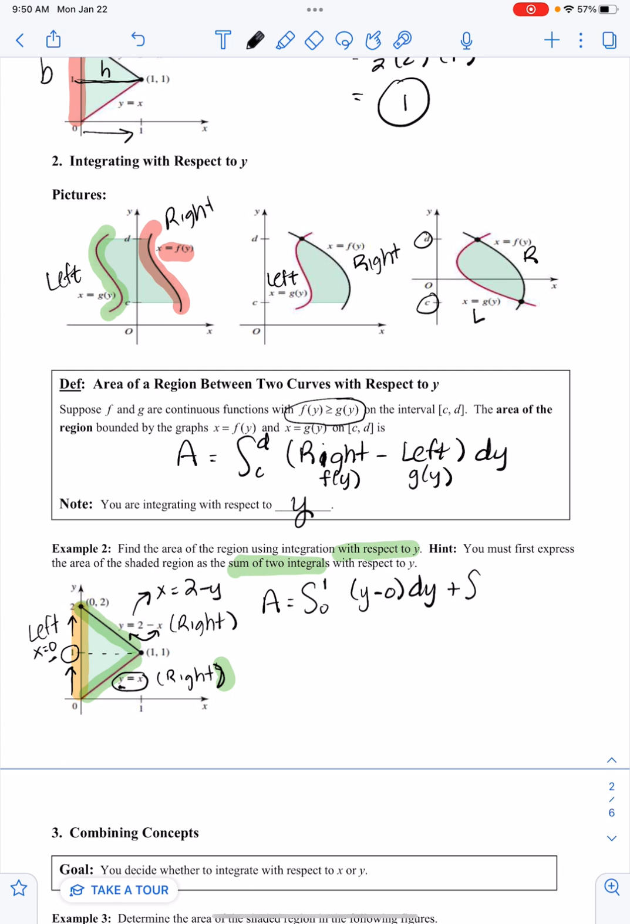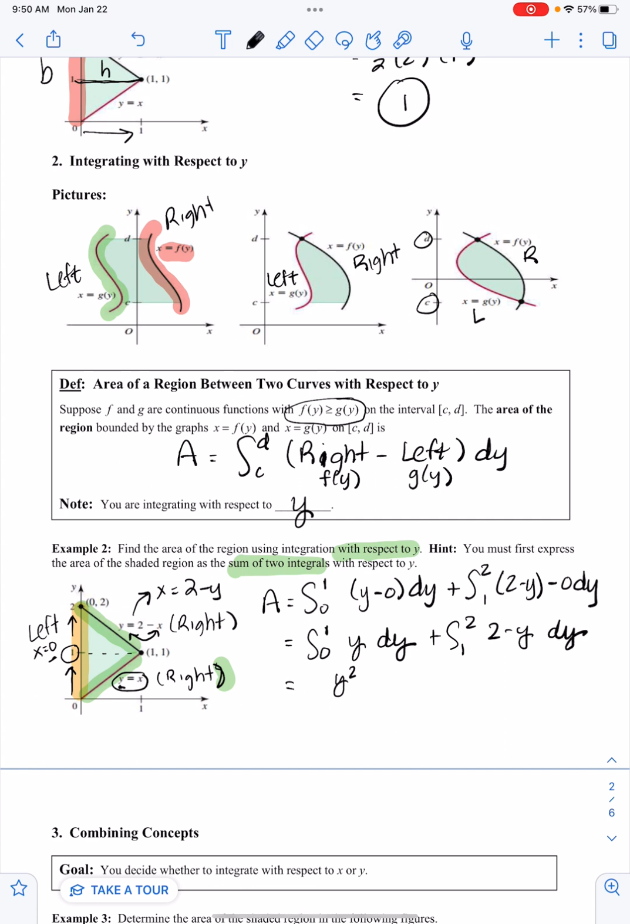And then if I'm looking at going from 1 to 2, my right function is 2 minus y, and then once again I'm subtracting off 0. Okay, so that is what this one looks like. So we're really just integrating y here from 0 to 1. And here we're really just integrating 2 minus y. Okay, so not hard to back these up.